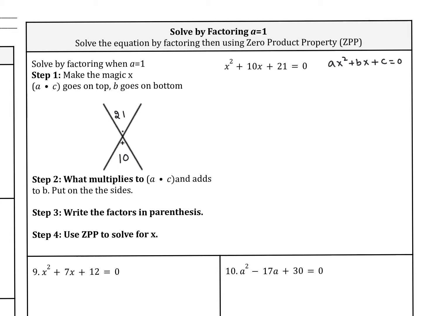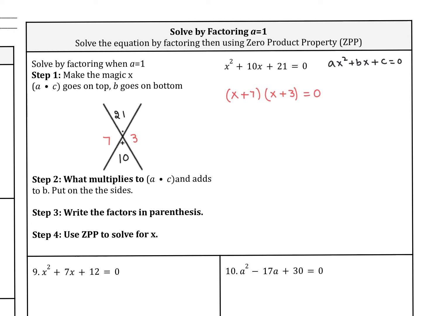Now you're looking for two numbers that go here. When we multiply these two numbers, we get 21, and when we add these two numbers, we get 10. So the numbers that we are looking for are going to be 7 and 3. You can tell that 7 times 3 is 21 and 7 plus 3 is 10. So our factors are going to be x plus 7 times x plus 3 equals 0.